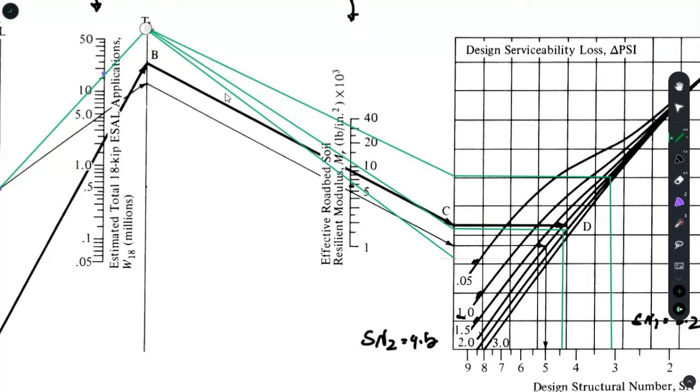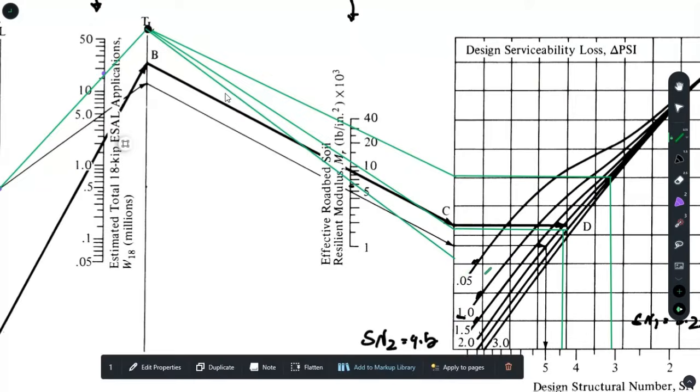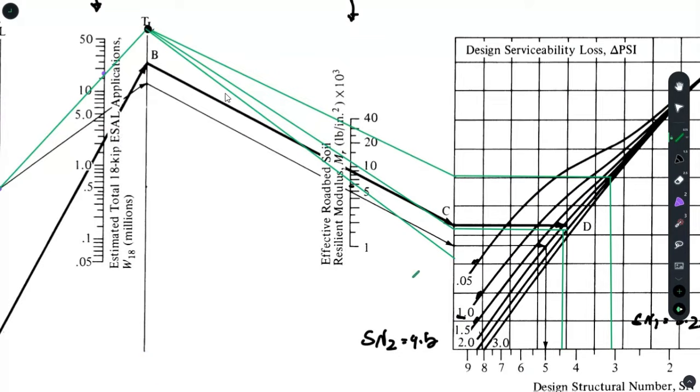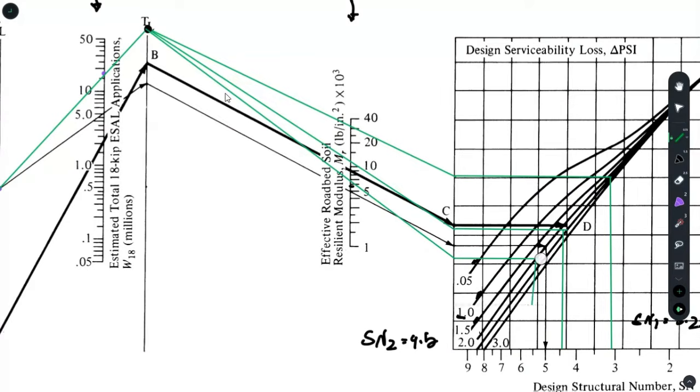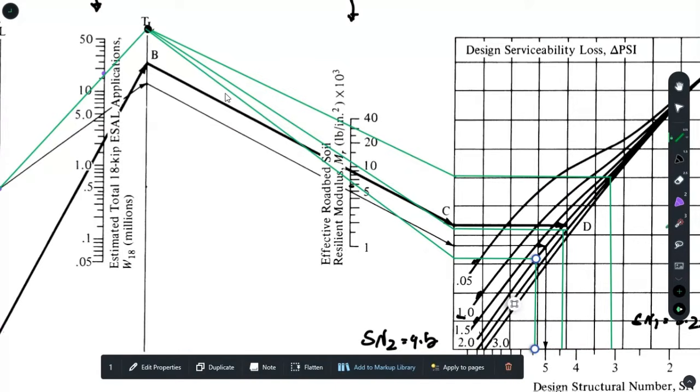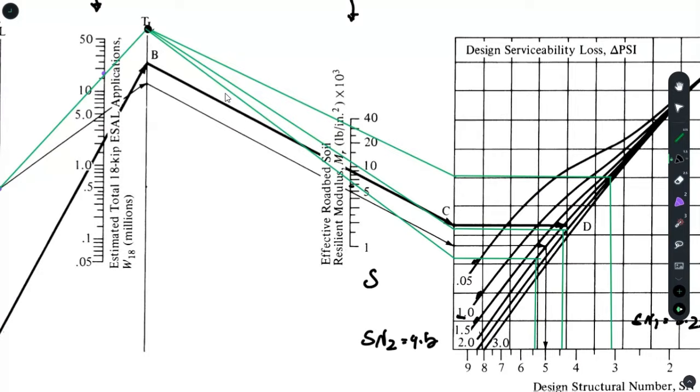if you connect it like this, and then extend it like this, and then you can get the value like this, and let's say the value is SN3 is 5.5. So this is how you can find out the value of SN. So you have SN1 3.2, SN2 4.5, and SN3 5.5.